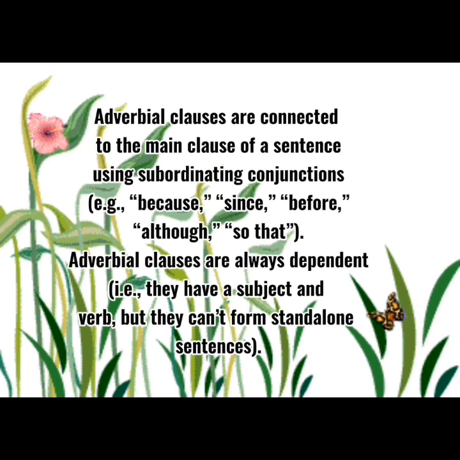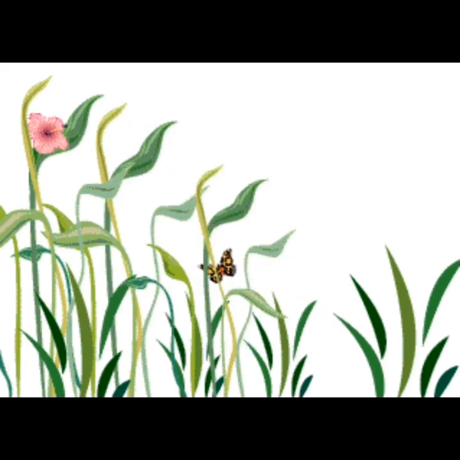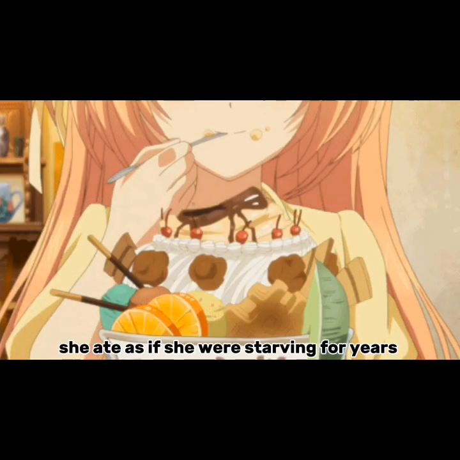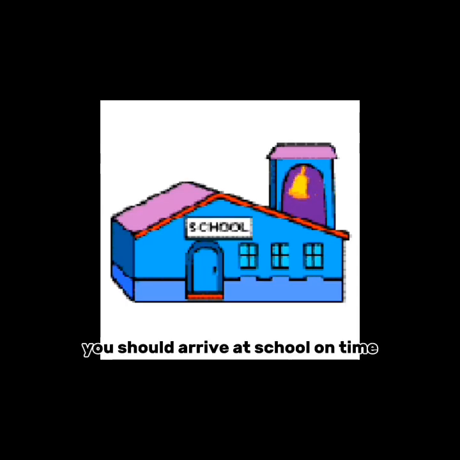Adverbial clauses are connected to the main clause of a sentence using subordinating conjunctions, for example: because, since, before, although, so that. Adverbial clauses are always dependent. They have a subject and verb, but they can't stand alone. She ate as if she were starving for years. You should arrive at school on time.